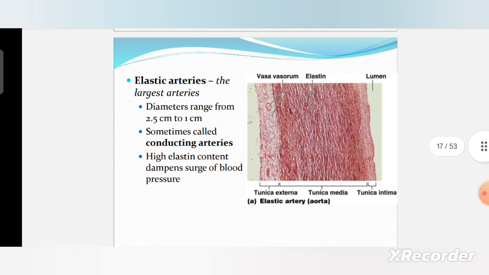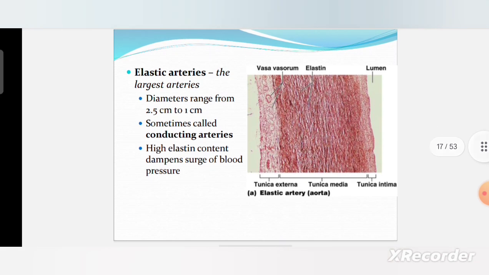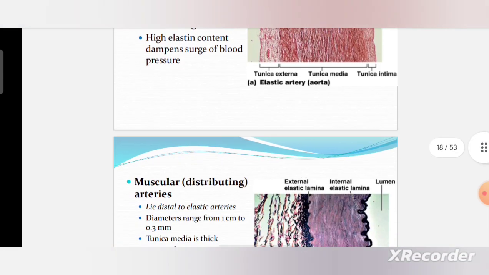So first are elastic arteries. These are the largest arteries, with a diameter of about 2.5 cm to 1 cm, and are also called conducting arteries. These arteries have high elastin content, which dampens the surge of blood pressure.